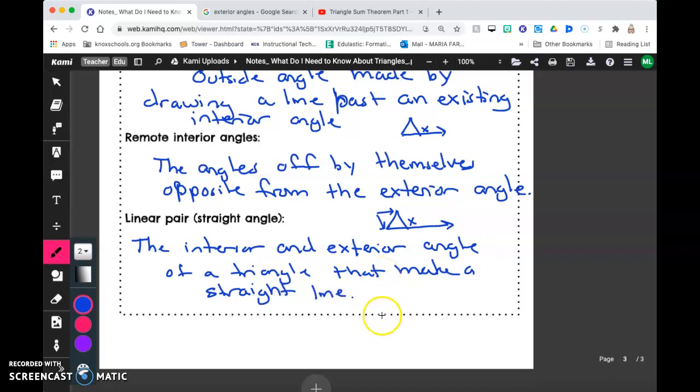All right, so if I'm looking at an example, let's look at that same example. We had a triangle, we make that exterior angle, this angle here and this angle here make up a straight line. That's the interior and exterior of a triangle that make a straight line. Those would be considered a linear pair of angles. Any two angles that are making that straight line right there.